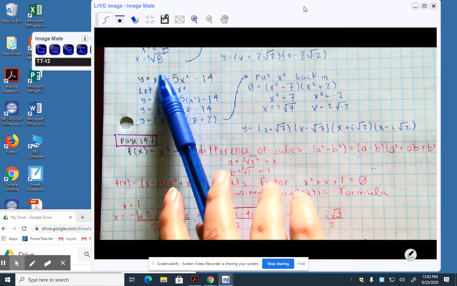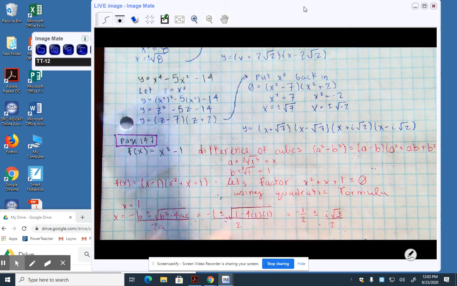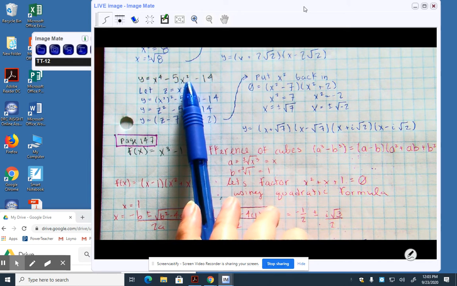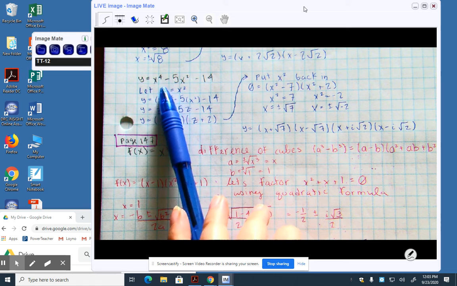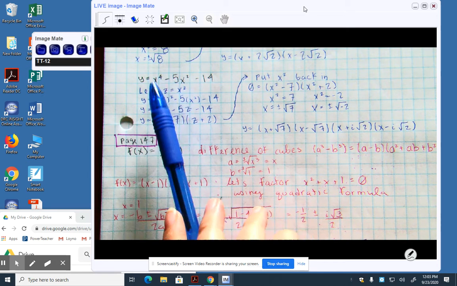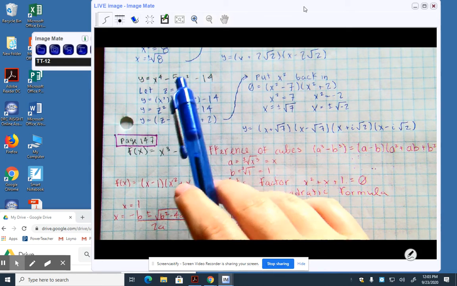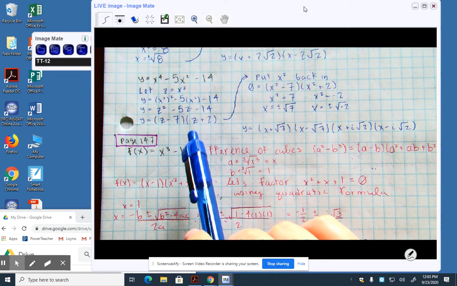So if you're looking at this and you're like, dang, this looks like it'd be a perfect quadratic to factor, but unfortunately where my x is supposed to be, there's an x squared, and where my x squared is supposed to be, it's an x to the fourth. Fear not, there's a tactic on how to tackle this, and it's kind of neat. It's a little neat trick.